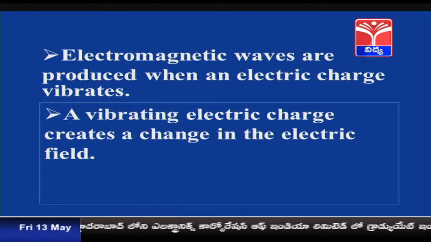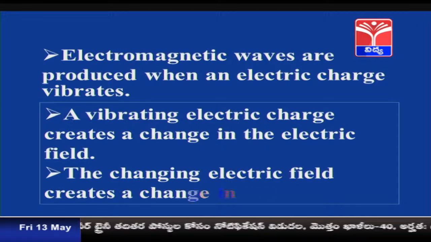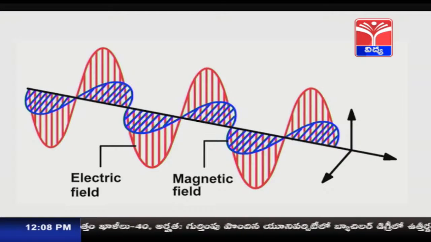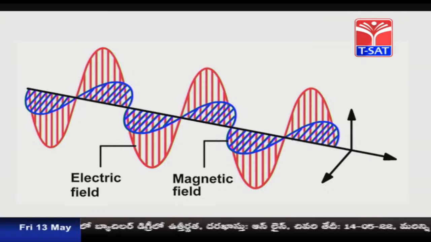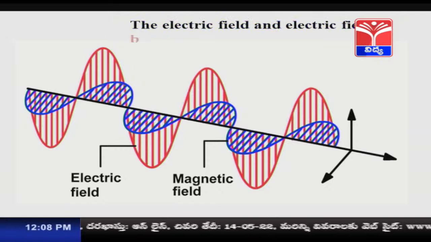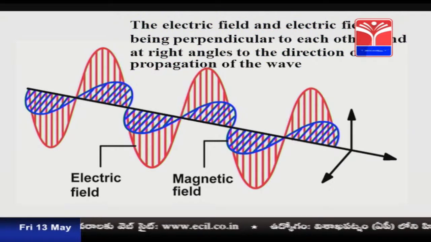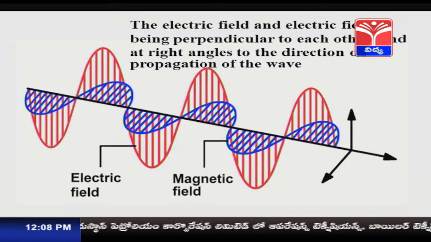A vibrating electric charge creates a change in the electric field. The change in the electric field creates a change in the magnetic field. Here both the electric field and magnetic field are perpendicular to each other. See here, the electric field and magnetic field are perpendicular to each other and at right angles to the direction of propagation of the waves.